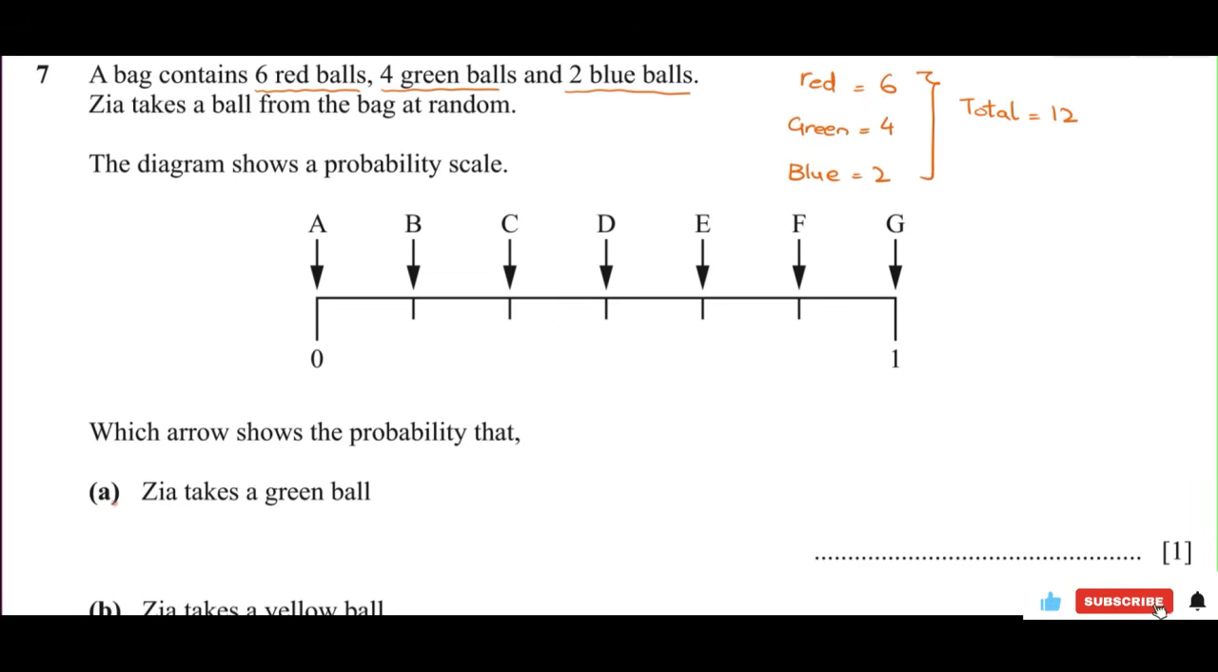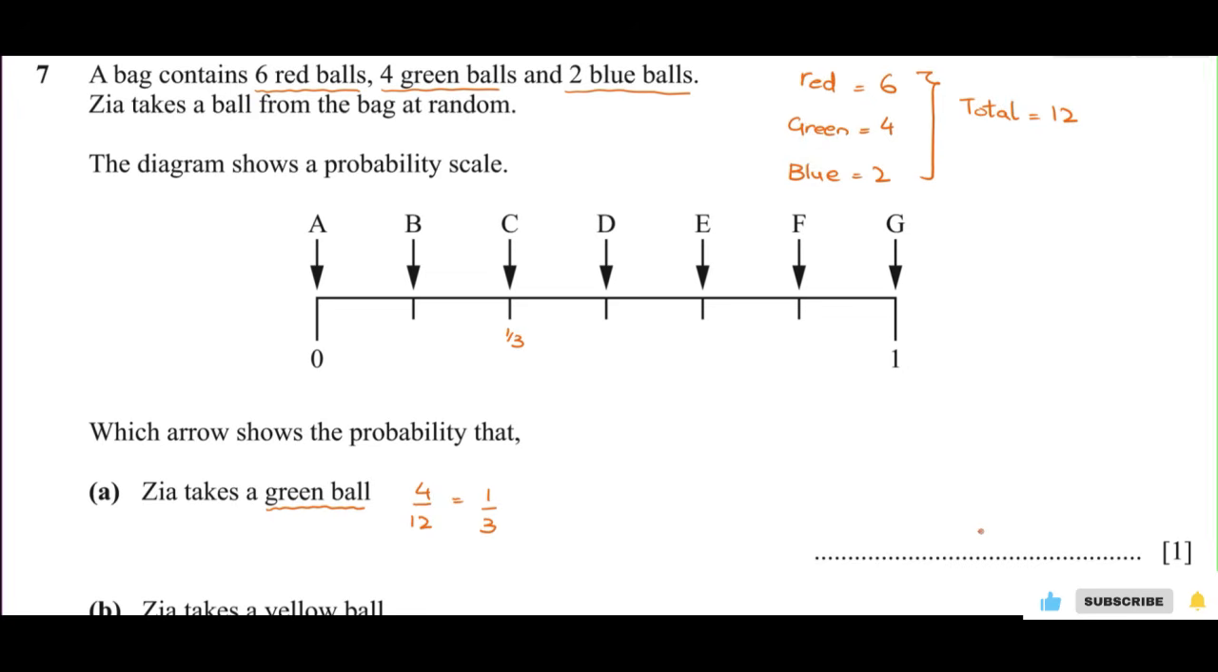Okay, part A, Zia takes a green ball. How many balls are green? 4 are green out of 12. So the probability is 4 out of 12. 4 times 1 is 4, 4 times 3 is 12, so 1 out of 3. So we need to show which arrow shows the probability 1 out of 3. So 1, 2, 3. This shows 1 out of 3, the probability.